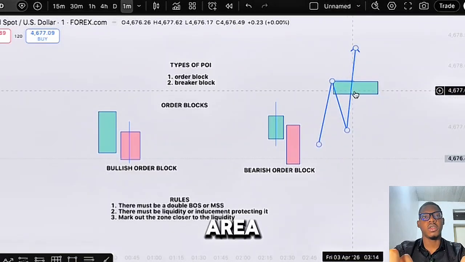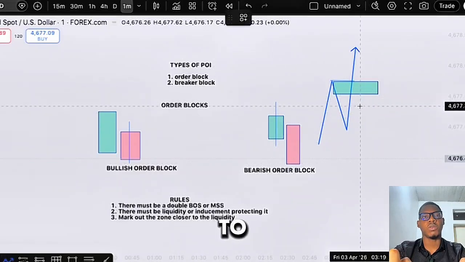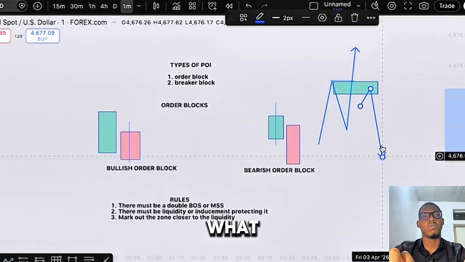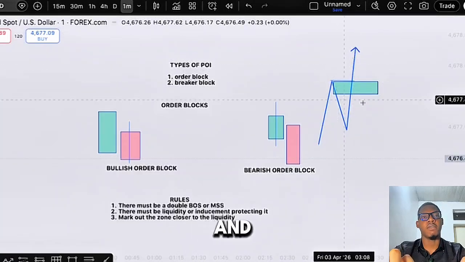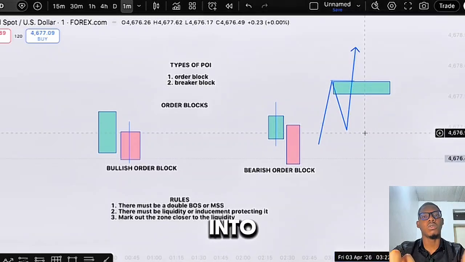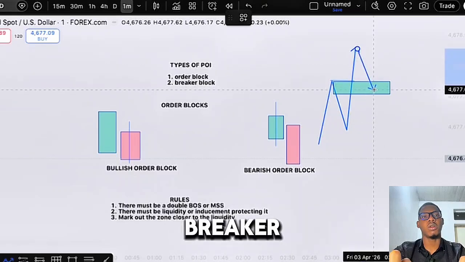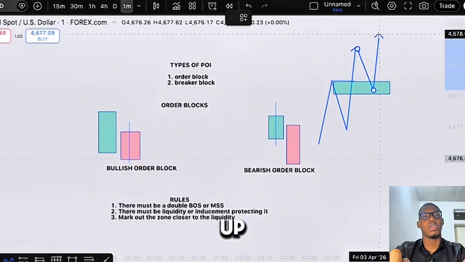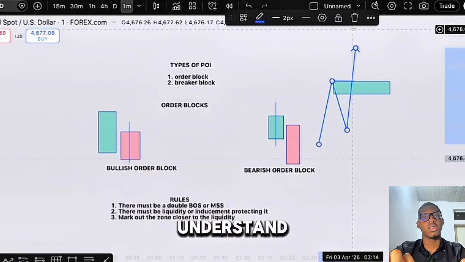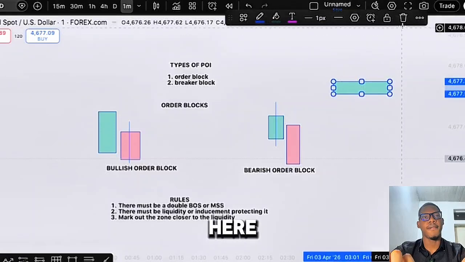This area here is the expected zone where sellers are meant to come in and sell the market. But what did the price do? Price came here and violated this order block and turned it into a breaker block. So we expect price to come back to this breaker block and push on like this, forming a new break of structure. You understand? It's almost the same thing in the bearish scenario, as you can see here.